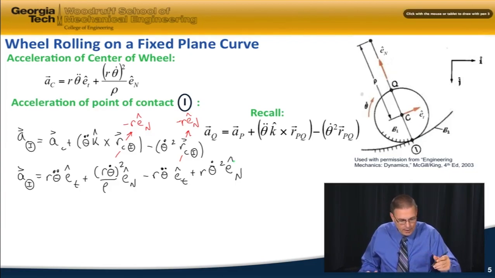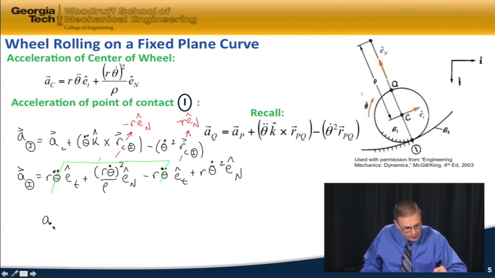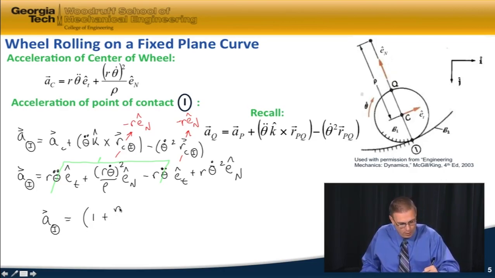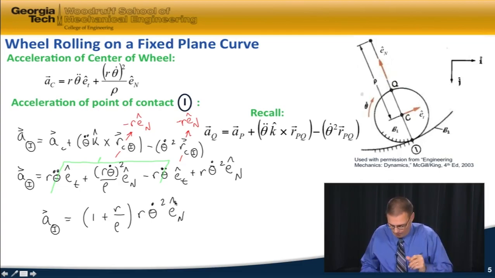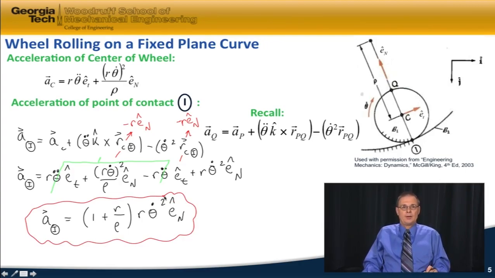Okay, now I see that actually this term and this term cancel. And so what I'm left with is the acceleration of the point of contact for a wheel rolling on a fixed plane curve is equal to, if I simplify that, 1 plus r over rho times r theta dot squared e normal. And that's where we'll leave off. And we'll come back next time and work a problem with a wheel.